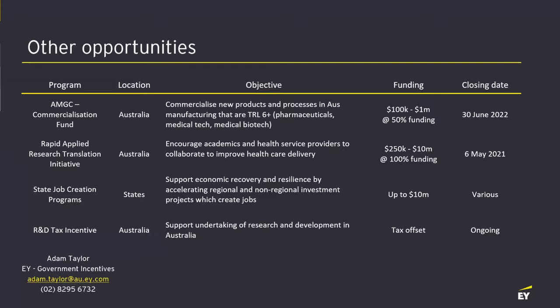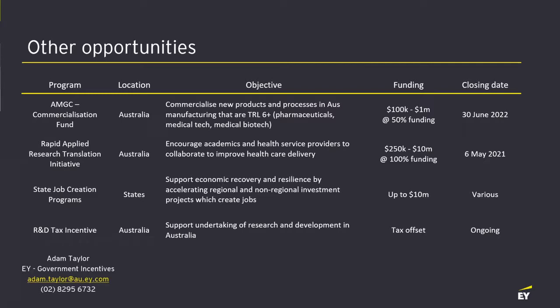If you're not quite towards the later commercialization stage, consider what's called the Rapid Applied Research Translation Initiative. So this is funding, I guess, the earlier side of it, and it's encouraging collaborations between academics and health service providers. And because it's catered more towards that academic flair, they're looking at 250K up to 10 million worth of funding. And given the academic side of things, they're looking at 100% funding for this.